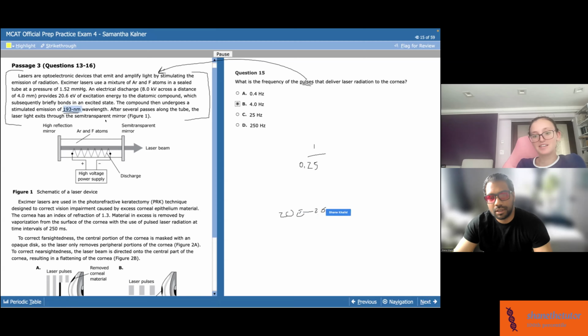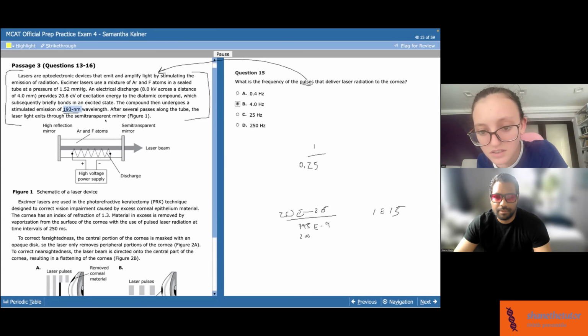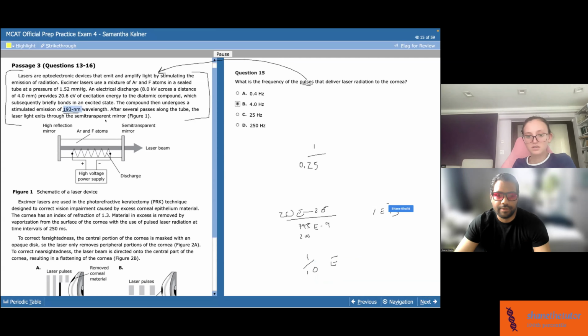Yeah. So if it was like this, I'll make it 200. This would come out to be like 1/10. Is that 28 or 26? E to the 17th. Yeah, 26, E to the negative 26 divided by the 193. I turned it into 200, but you essentially get 1/10 E negative 15, and then that's 0.1 E negative 14.